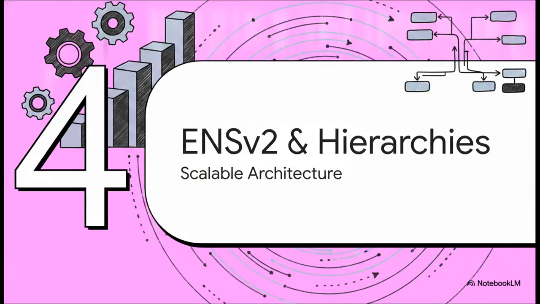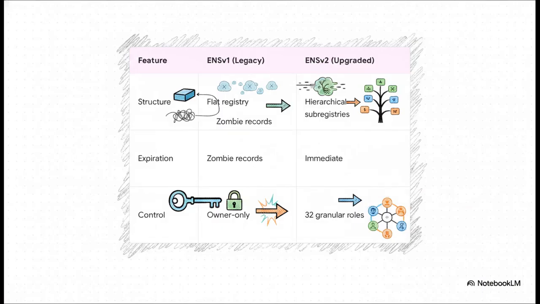All right, Section 4, ENS v2 and hierarchical registries. Let's talk about scalable architecture. Comparing these two versions side by side reveals a massive shift. So, ENS v1 used a single, flat registry contract. And it was really elegant in its simplicity, but it definitely limited flexibility. ENS v2, on the other hand, introduces hierarchical subregistries. That means every single name can define its own unique registry and rules.